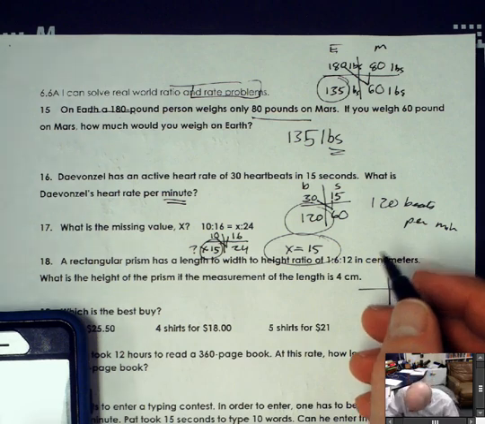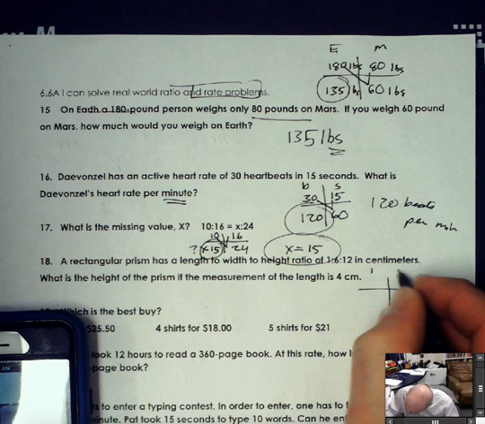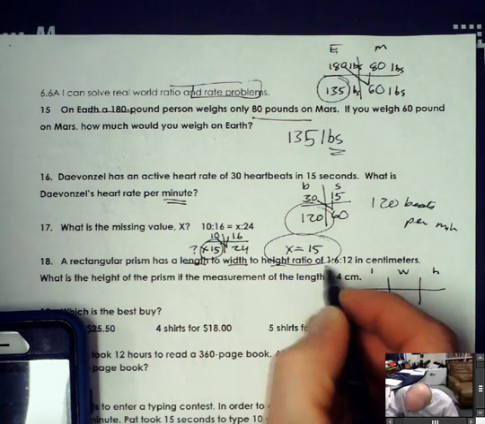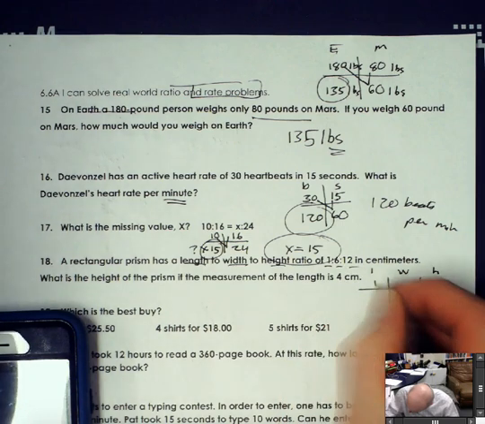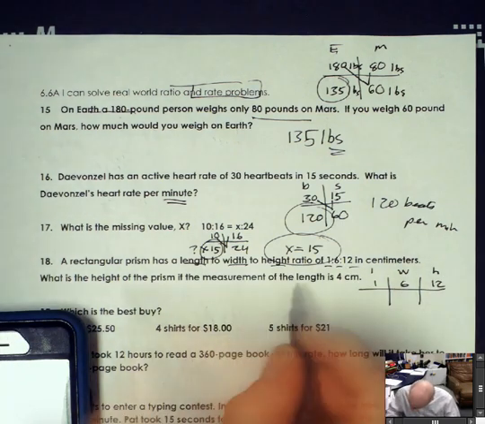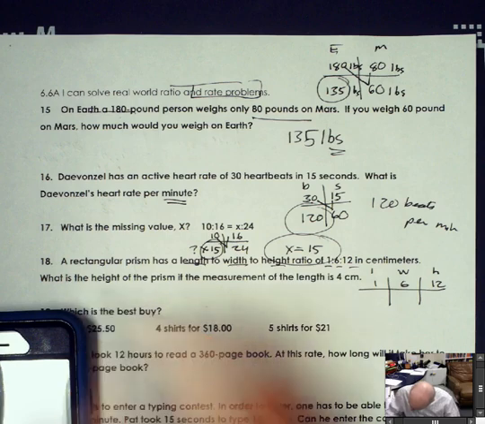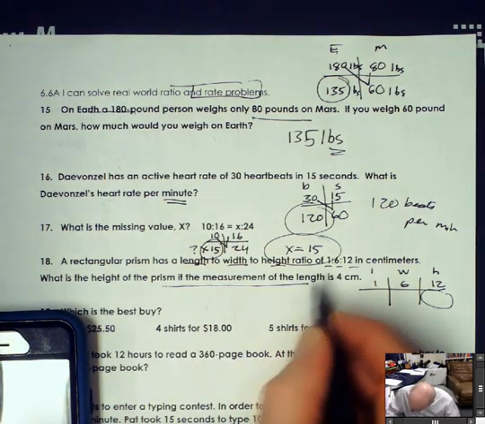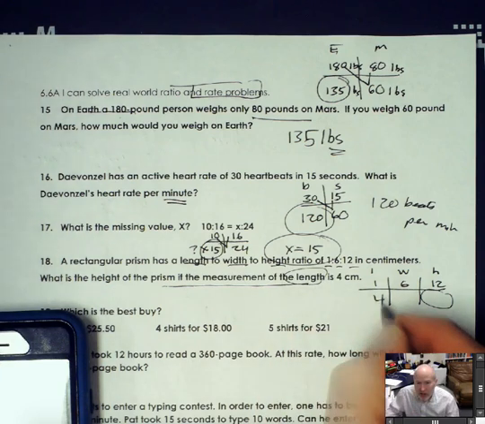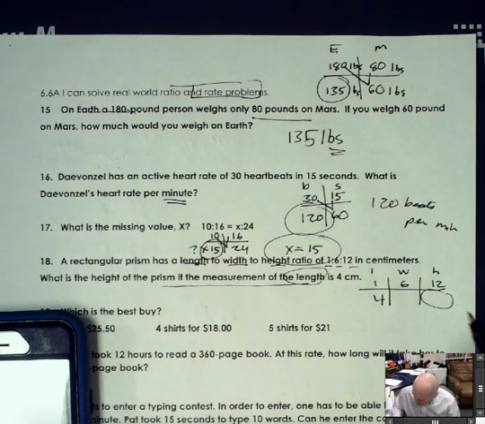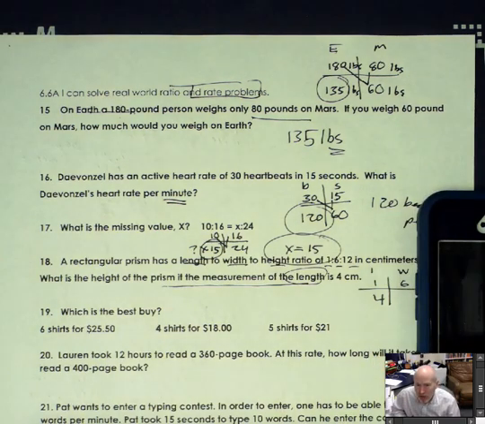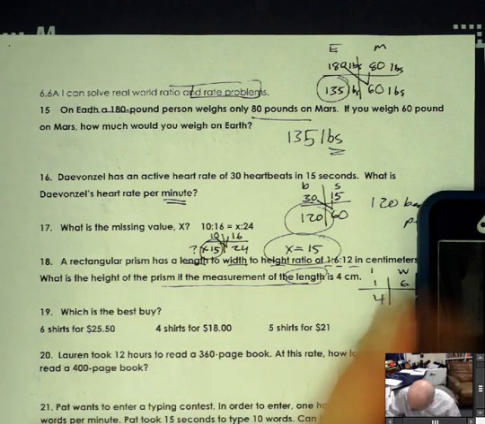So this is still length, width, height. Length, width, height, 1, 6, 12. Okay, what is the height measurement if the length is 4? So now we've just got this double box thing here. So I'm going to go ahead and set my calculator here because I'm not going to be worried about that box right now, correct? I'm just worried about the single.